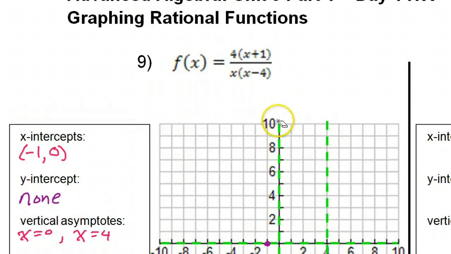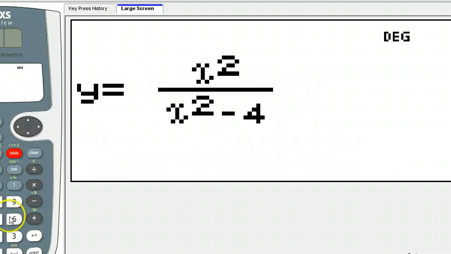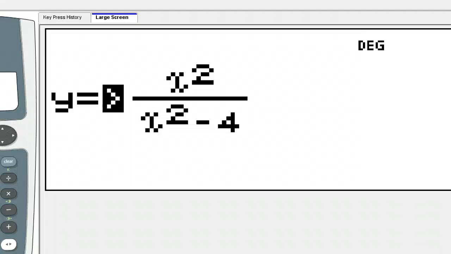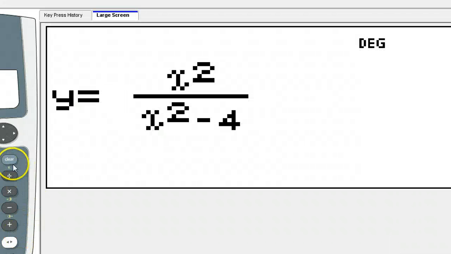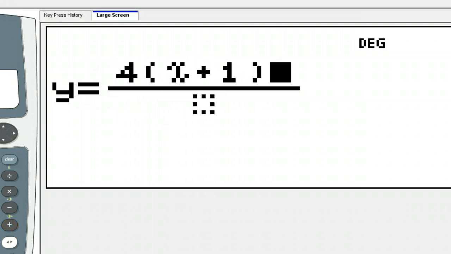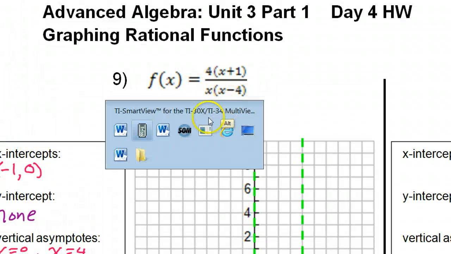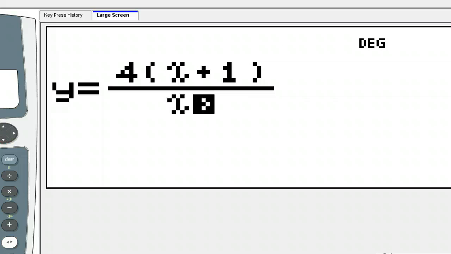Alright, so I'm going to type this function into my TI-30XS MultiView. See, 4 times x plus 1. Well, let me get over there. So hit your table button. Just get ready a little bit. Alright, so we have 4 times x plus 1. So 4 times the quantity x plus 1. And then x times x minus 4. Alright, so x times x minus 4.